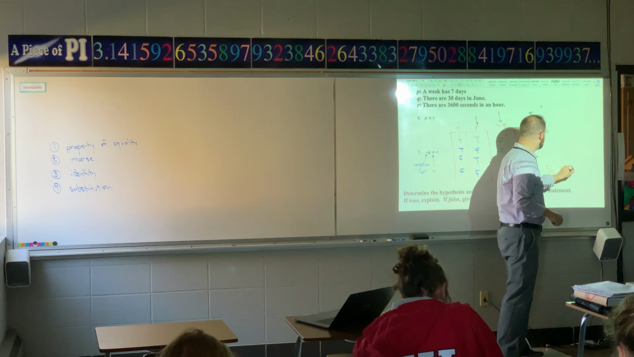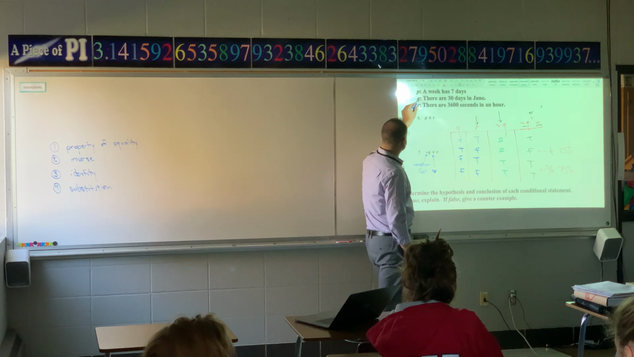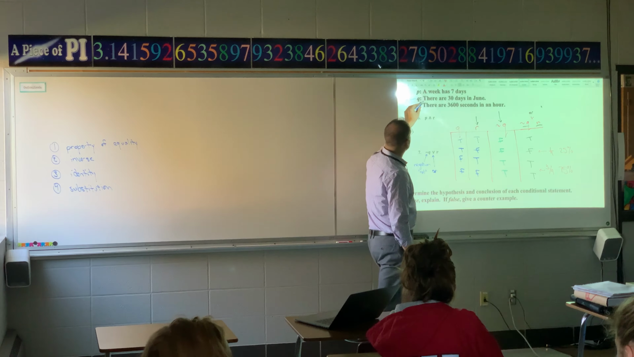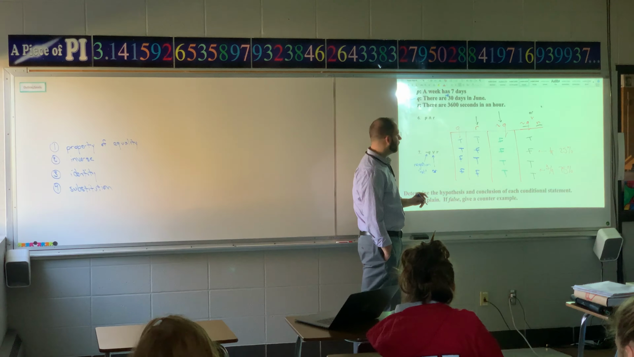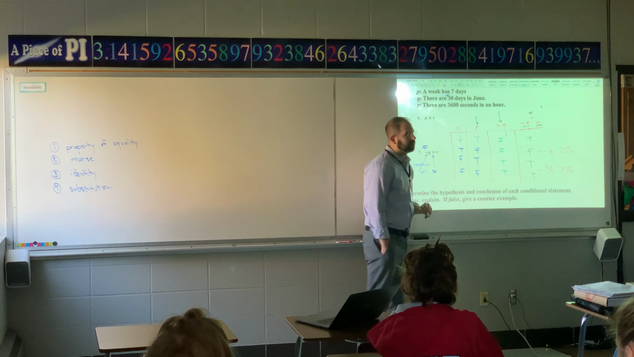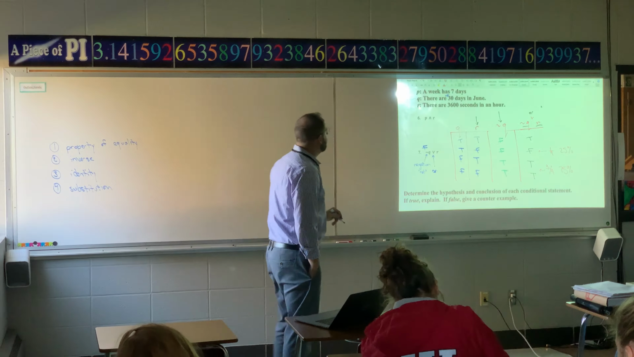Okay, so let's go back to the sentences. We have to go to the negation of the Q column. So we're going to negate Q. That means we're going to throw the word not in there. So there are not 30 days in June. Is that true or false? Not 30 days in June? That's false. There are 30 days in June, by the way. So there are not 30 days in June. That's throwing the word not in there.